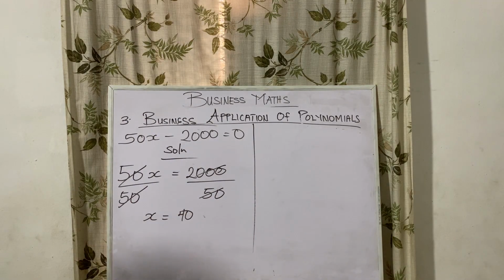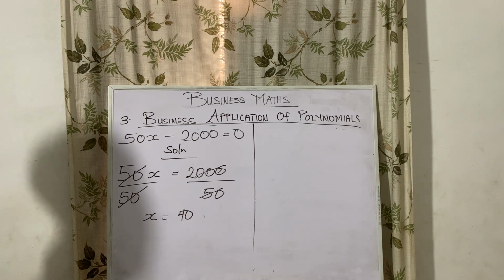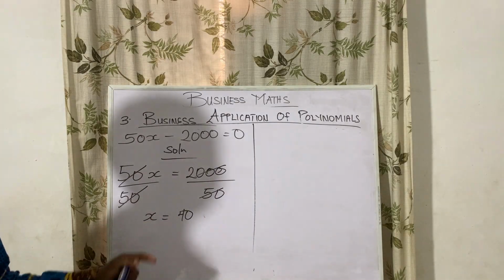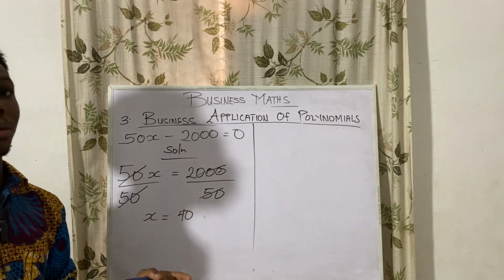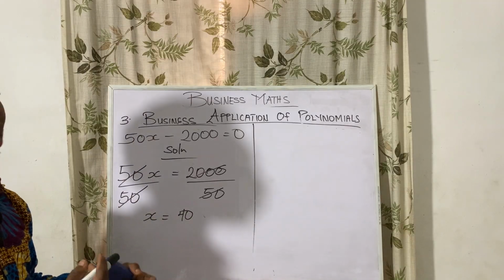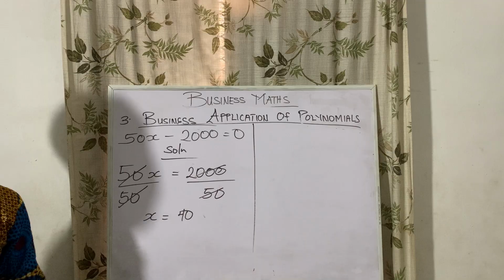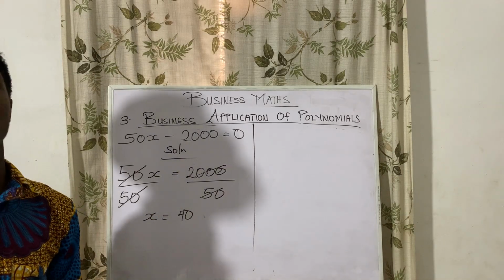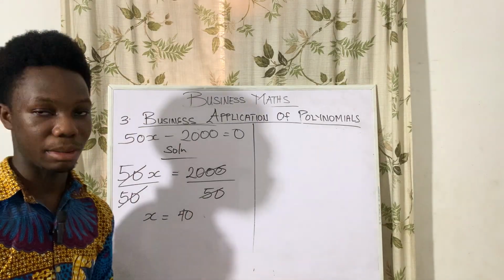Now let me explain the answer. The business must sell 40 items to cover costs. We were looking for x, the items. Sorry, I didn't give any question, we just solved this, but let's say we have to find x, the items. We had 40, so the business must sell 40 items to cover cost. Don't worry, I'll give you real examples. I just want you to understand the concept.